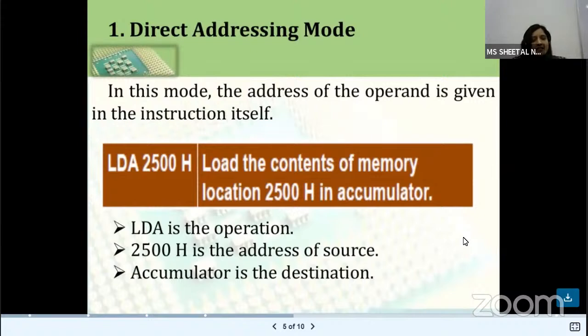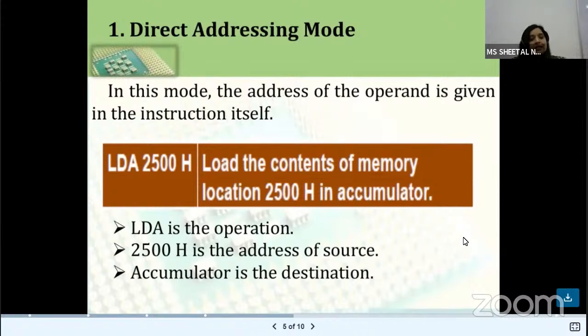Now LDA is a 3-byte instruction. How? In 8085 microprocessor, the maximum size of any instruction is 3 bytes only, and in the example in front of you, that is LDA 2500h, the first byte is for the opcode, that is LDA. It may be anything. It is previously defined by the Intel company.